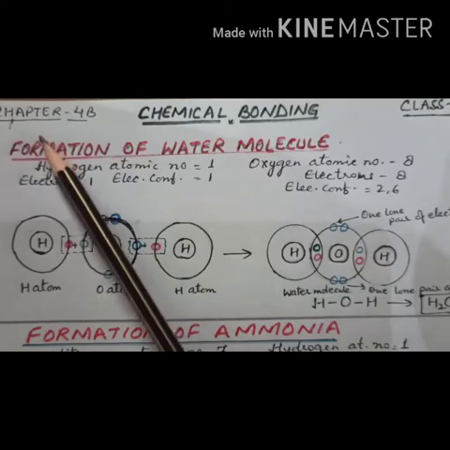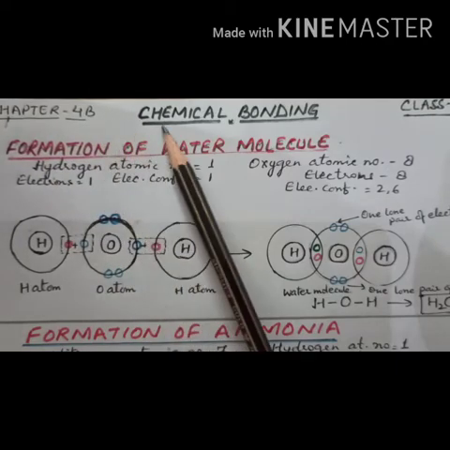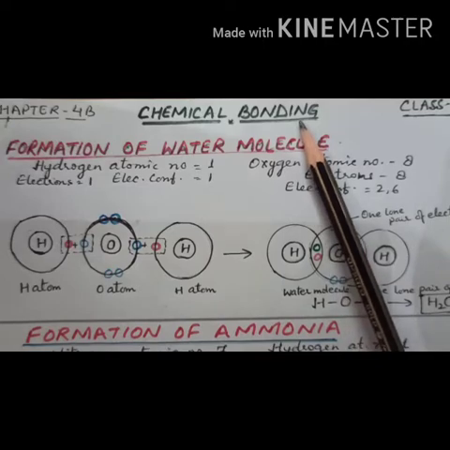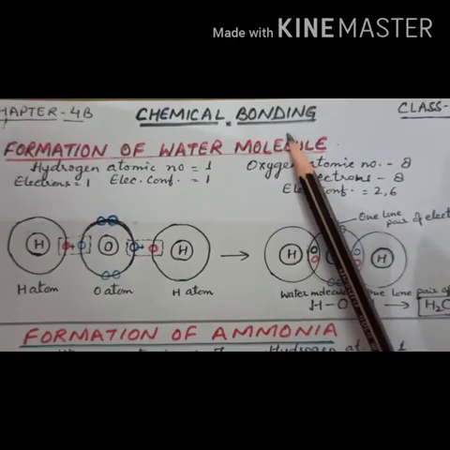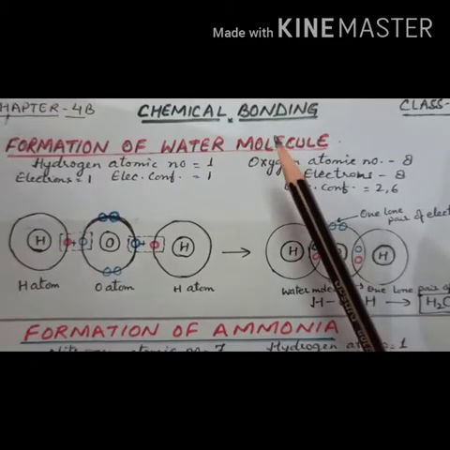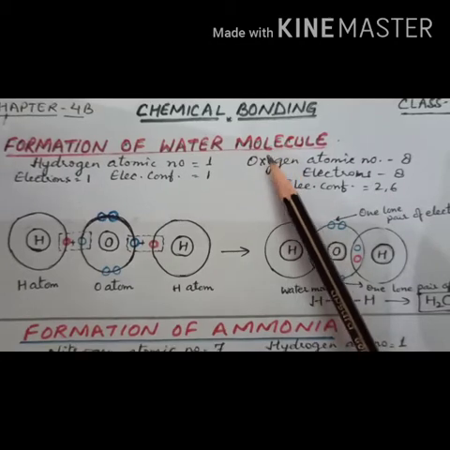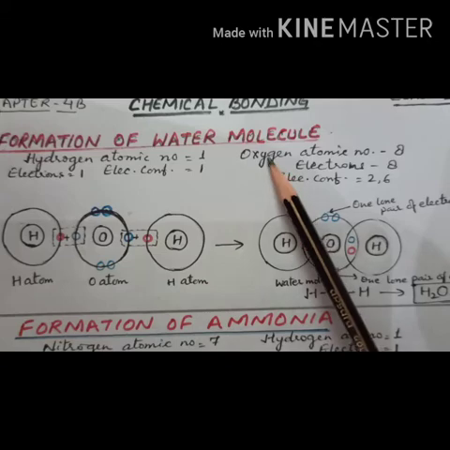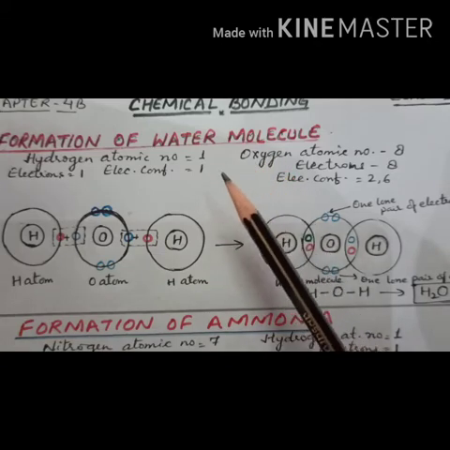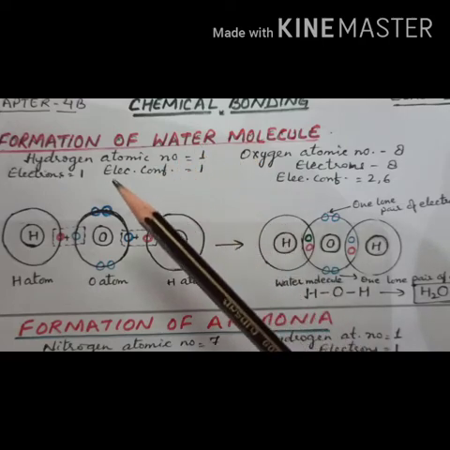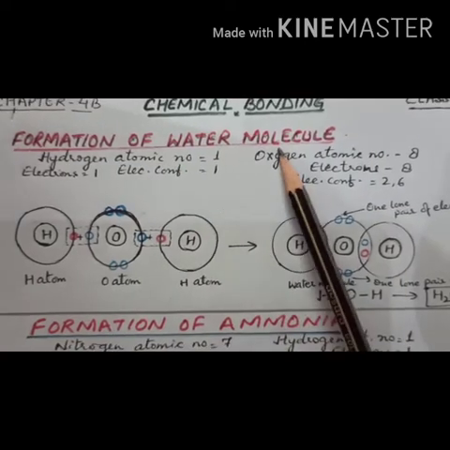Let's continue chapter 4b in chemistry, chemical bonding. In this chapter, we have already discussed electrovalent bond, formation of electrovalent compounds, covalent bond and formation of a few covalent compounds. All of you know what are covalent compounds? The compounds which are formed due to mutual sharing of electrons between the given pair of non-metallic elements. Right? Now let's discuss the formation of water molecule.